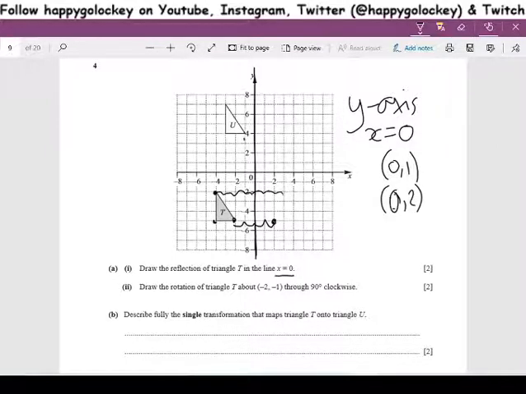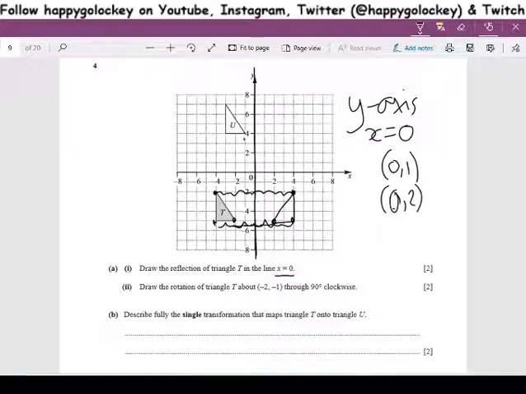1, 2, 3, 4. Normally after 2 of these steps you can work out how the triangle is going to look, but just to be sure we'll do this one as well. 1, 2, 3, 4. 1, 2, 3, 4. So that is where your triangle is going to be reflected. And that's the answer to the first part.